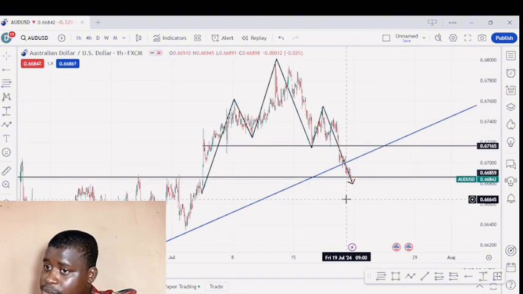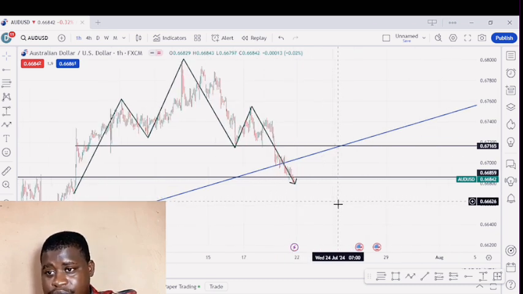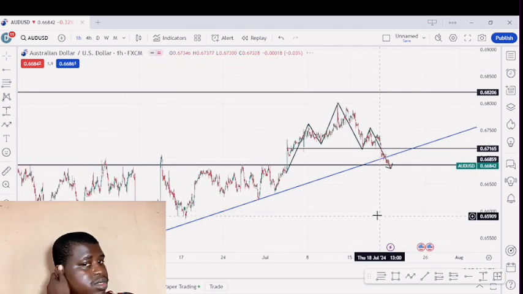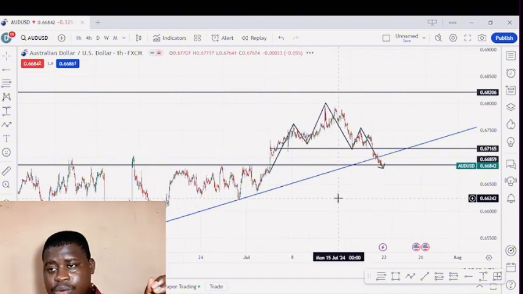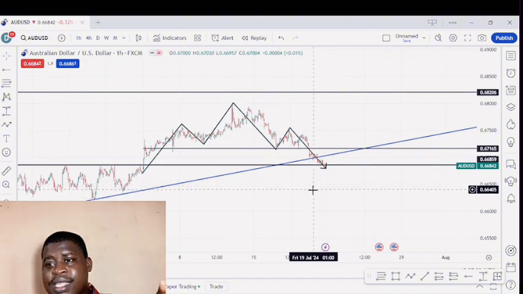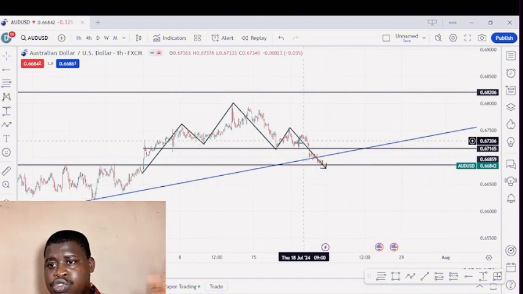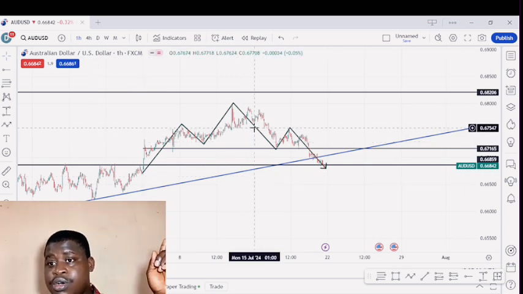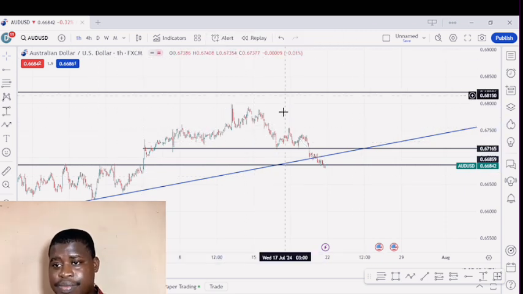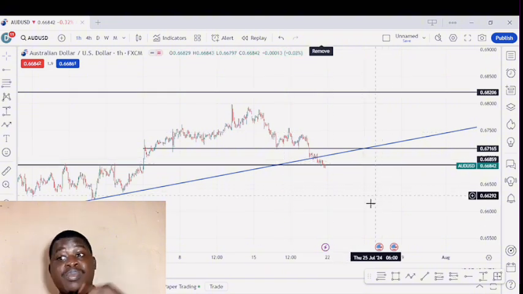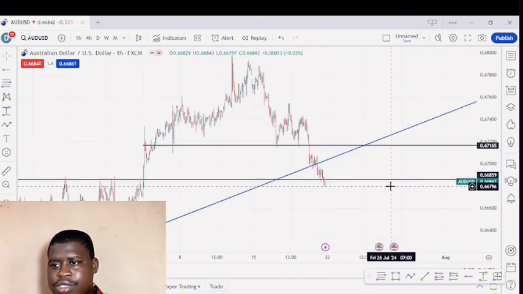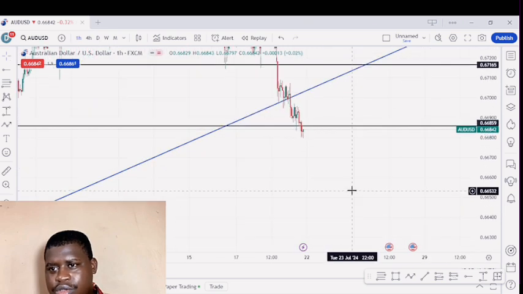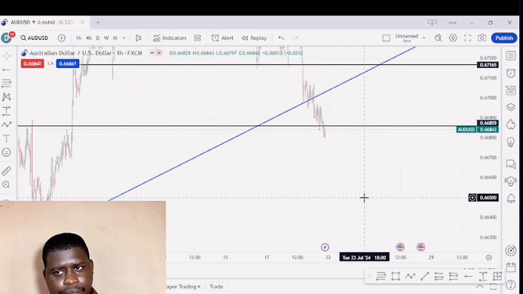So what the market is doing now, going back, we see the higher time frame move, which is the double top we saw on the daily time frame. On the daily time frame, I think it might play out. So this is how we are going to take advantage of it.